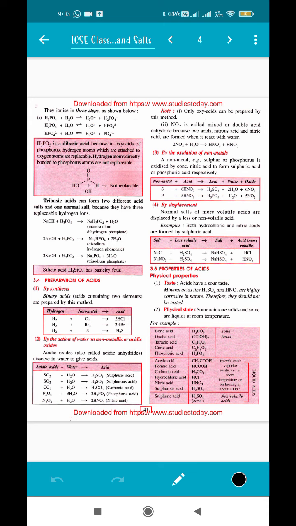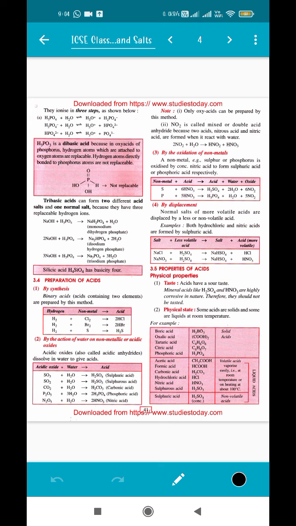Next, this HPO4 2- will again react with water. This is the third step, and it will produce H3O+ plus PO4 3-. You can see in PO4 3- there is no hydrogen. That means the acid has been completely ionized.